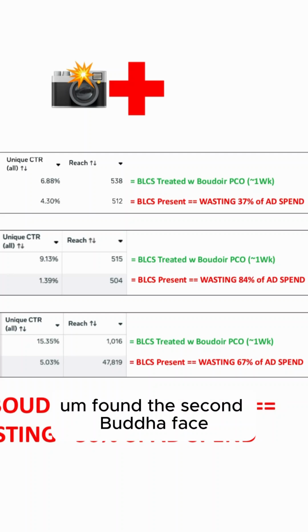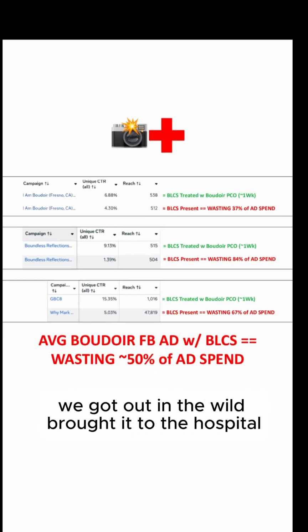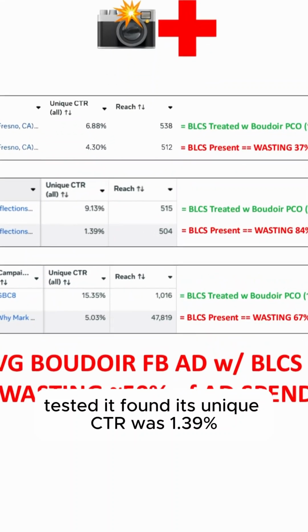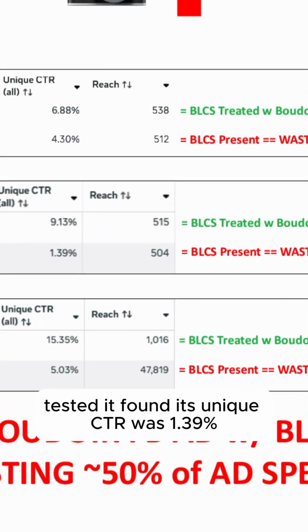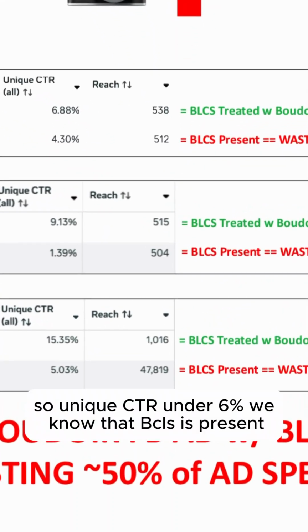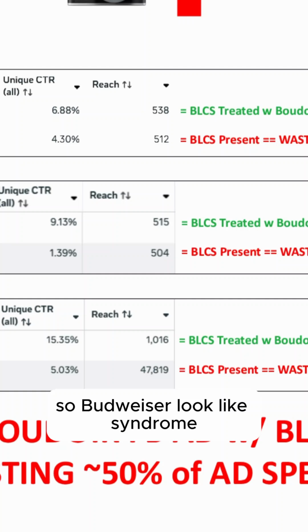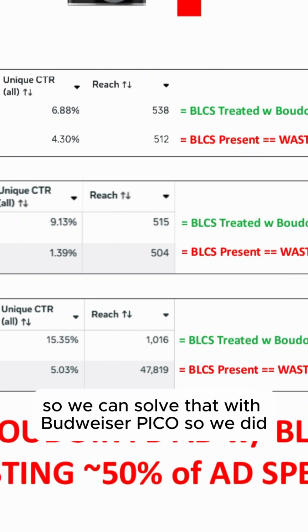found a second Boudoir Facebook ad out in the wild, brought it to the hospital, tested it, found its unique CTRL was 1.39%. So unique CTRL under 6%, we know that BLCS is present. So Boudoir low click syndrome. So we can solve that with Boudoir Pico.